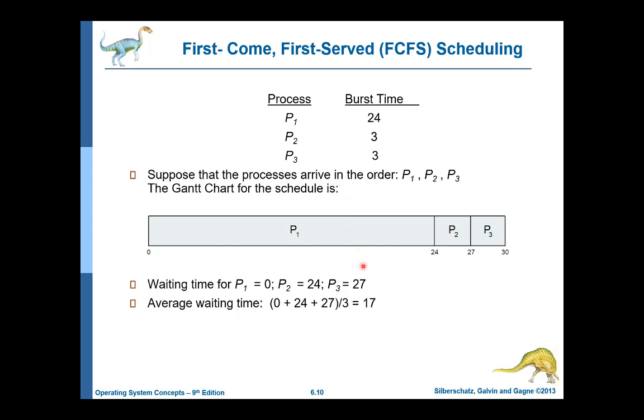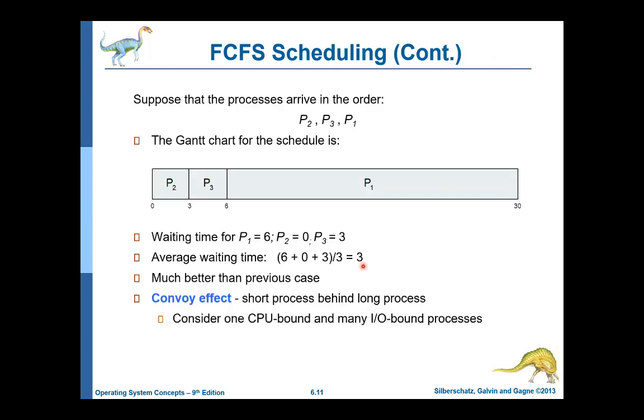What will happen if we change the order? Let's assume that P2 goes first to the processor, then P3 and then P1. Now the chart is something like this. P2 is first for 3 time units, then P3 and finally P1. And this time the waiting time for P1 is 6, because P1 started here, and before that it was waiting. For P2 it is 0 because P2 started immediately. And for P3 it is 3 because it started after 3 time units.